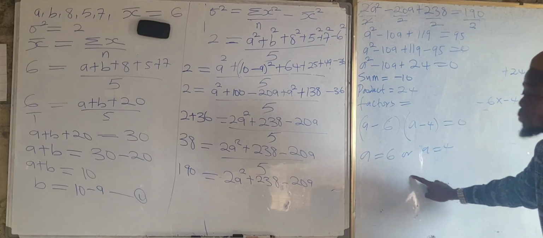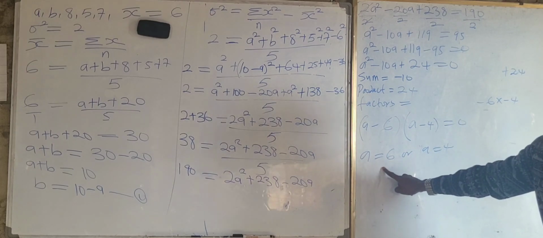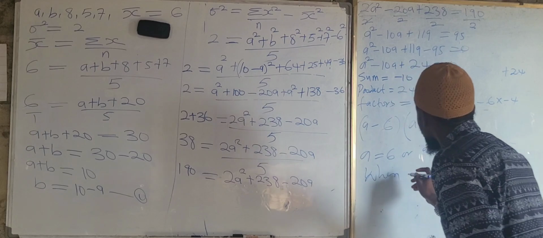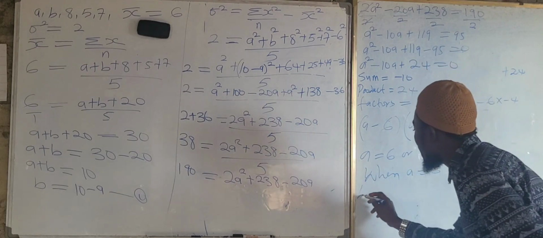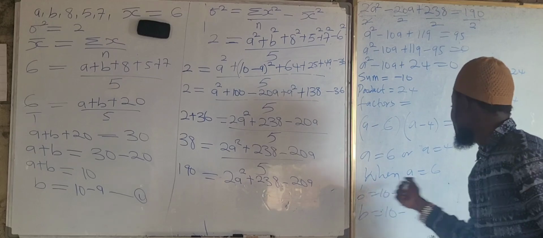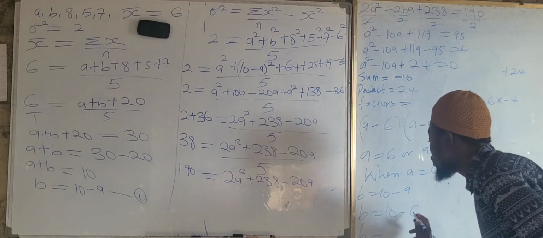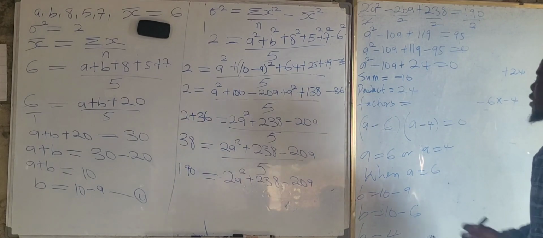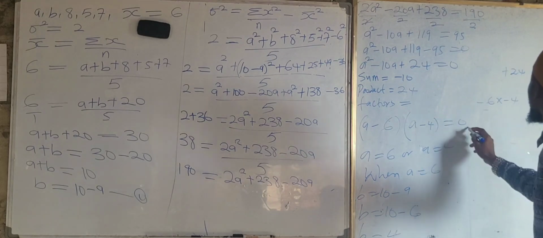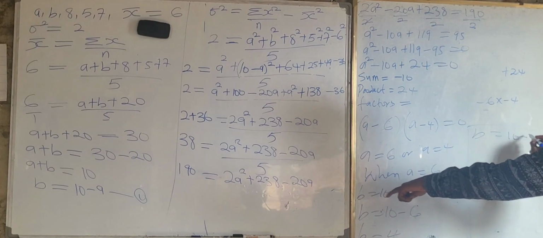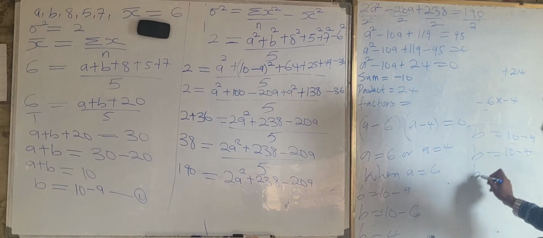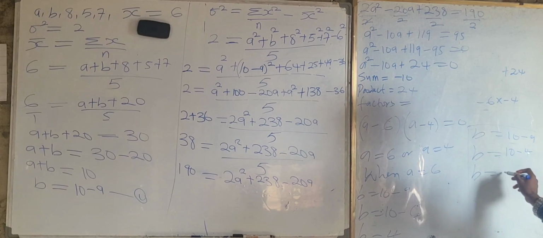But the question says a is greater than b, right? Yes, sir. So when a is 6, what is b now? b is equal to 10 minus a. And what is a now? It's 6. And b is equal to 10 minus 6. What is that? 4. It's just the opposite. Again, when a is equal to 4, b is equal to 10 minus 4, so b is equal to 6. Now we have 6 again.